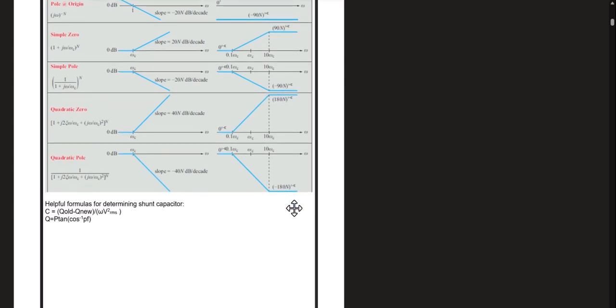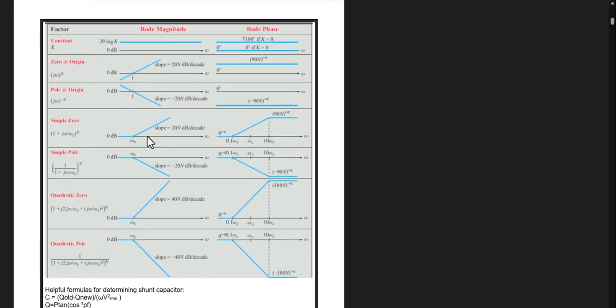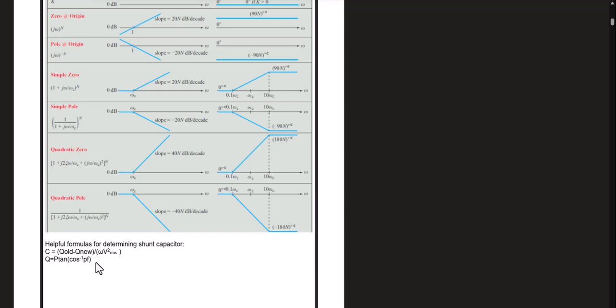What's that? Is it just the shunt capacitor, not the other stuff? Yeah, we're going to use this in one of the problems. The other stuff on here you also need to be able to use, but just this part right here is all you need for that particular problem, and a little background knowledge as well.